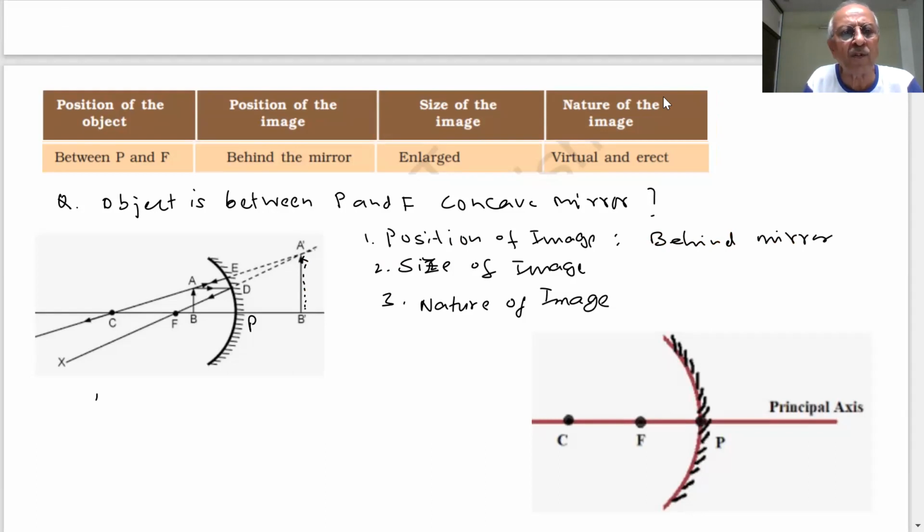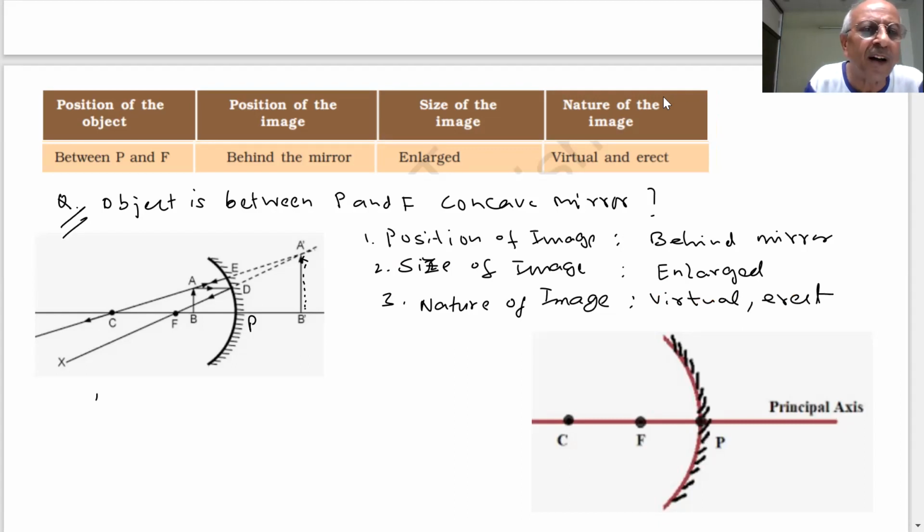What is the size of the image? You can see the object and its size. Is it diminished or enlarged? Enlarged. And what is it? This is virtual and erect. Now this is an important question.